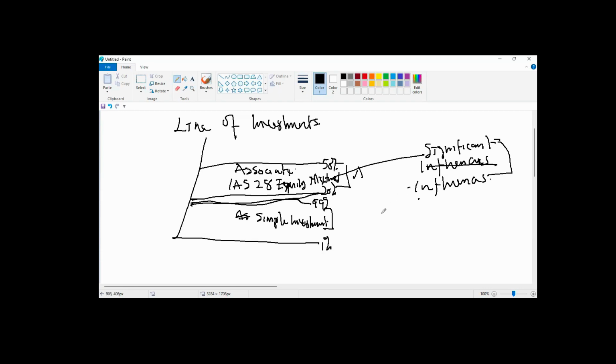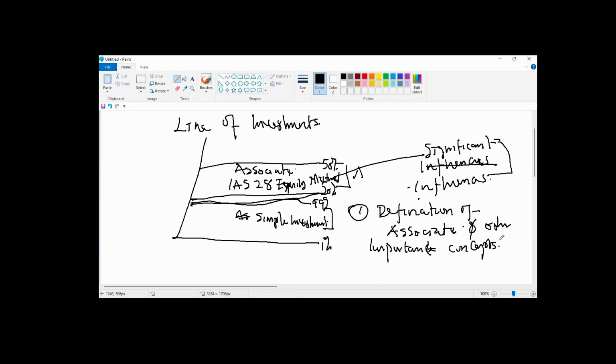What are the things to know? The definition of associates, very clear, and other important concepts, such as the definition of equity transaction, definition of significant influence, definition of upstream and downstream transactions. But that one, we can send a note for you to read. I even mentioned most of them in the voice notes.